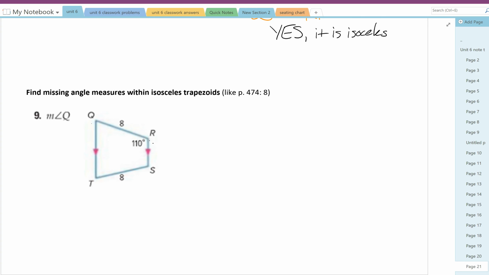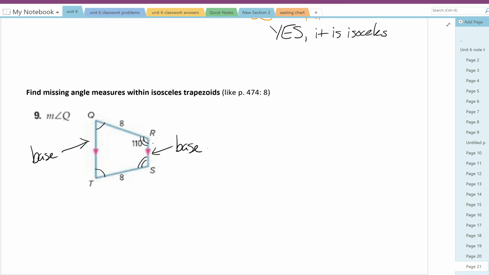Okay, this one wants me to find a missing angle measure within an isosceles trapezoid. So if I have an isosceles trapezoid, I know a couple of things. The important one here is I know that the two pairs of base angles are going to be congruent with each other, right? And I know this one is a base because it's one of the sides that's parallel with the other side, which is then my other base. And so the two pairs of base angles are going to be congruent to each other.